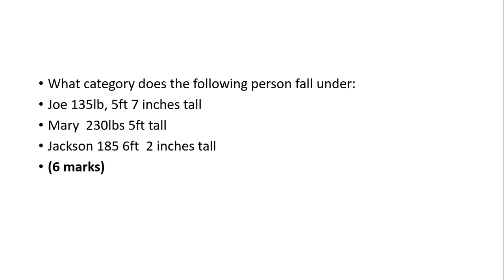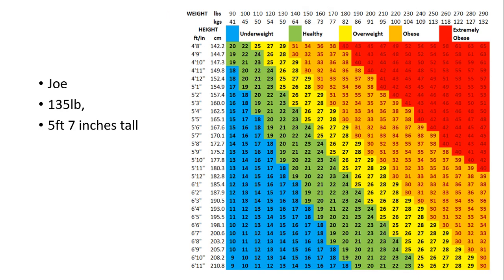Now let's look at the first one. Joe is 135 pounds and he is 5 feet 7 inches tall. Here's the BMI chart that we are using. As I said to you before, different BMI charts are set up differently based on where the weight is or where the height falls. Sometimes the height might be at the bottom and the weight to the side. So you just have to look at wherever it falls, and then you'll know how to match accordingly.